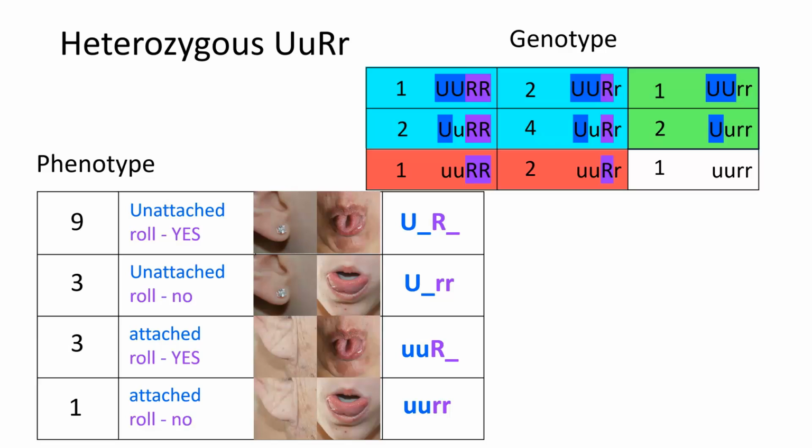When we are dealing with a heterozygous cap U, lowercase u, cap R, lowercase r, and the traits are dominant, we get this particular format where we get a 9:3:3:1. This is a very useful thing because you can do this in class. Everybody should have an earlobe. Everybody can figure out whether or not they can roll their tongue.